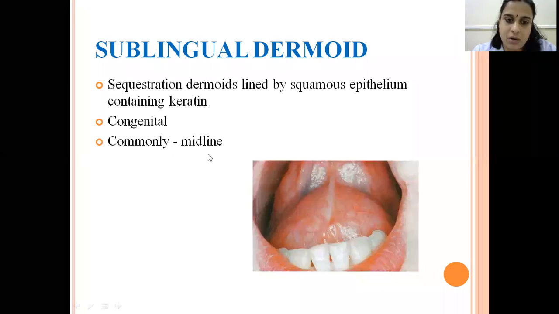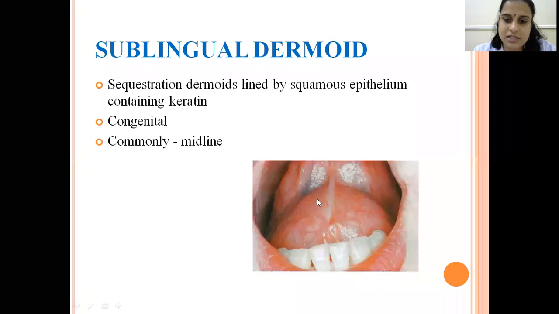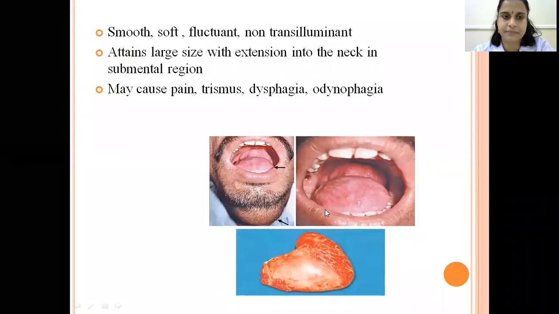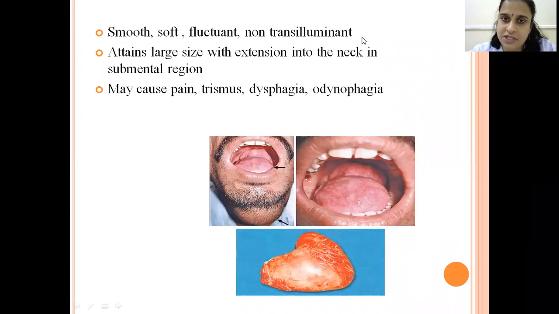More commonly, they are always midline swellings, unlike a ranula, which is situated on either the right or left side of the floor of the mouth. This is a midline swelling. Again, these are cystic swellings. They are smooth, soft, and fluctuant because it's a cyst, but they are non-transilluminant. Again, a differentiating feature from a ranula.